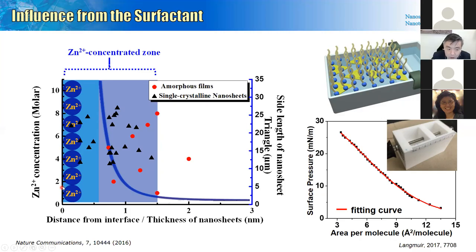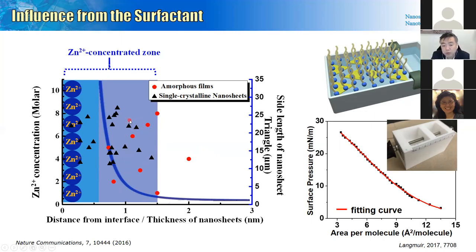SOS surfactant. All right. So we can see, of course, this surfactant is negatively charged with a sulfide group, and zinc ions will be attracted towards the interface. All right. So we calculate this distribution of zinc ions and their concentrated region, or this double layer region. The Stern layer is within 1 nanometer to 1.5 nanometers in this range. And we can see the thickness of all these nanosheets is mostly around this level. Okay.